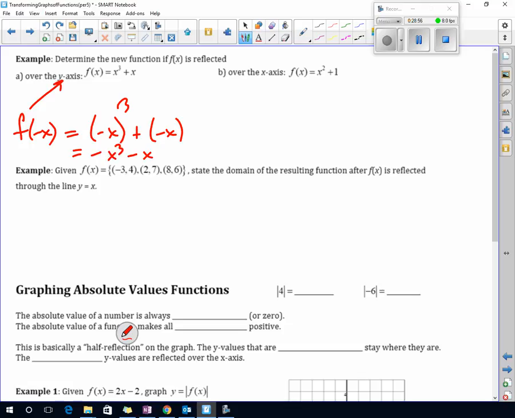That's a side note. Okay, if I reflect it over the x-axis, what am I doing? Negative f of x or f of negative x? Negative f of x. So how do I figure out the new equation?